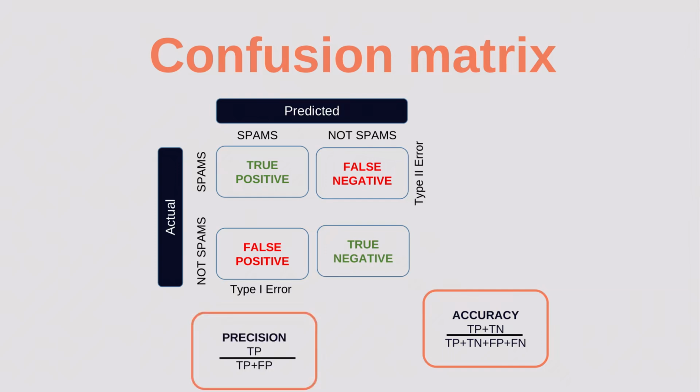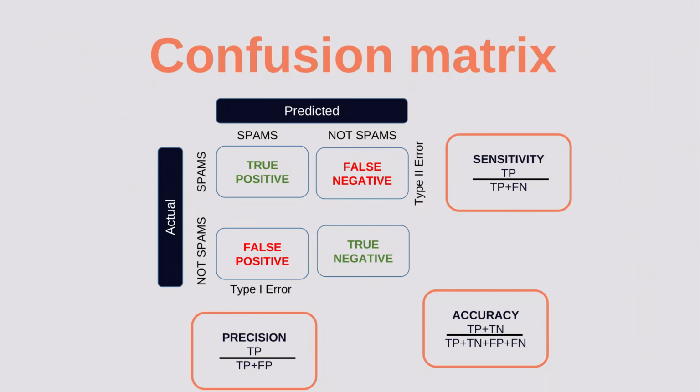Next, we have precision, which is the number of true positives divided by the total number of emails classified as spam, which are true positives plus false positives. In simple terms, precision tells you how many emails labeled as spam are actually spam. High precision means fewer legitimate emails are mistakenly classified as spam.